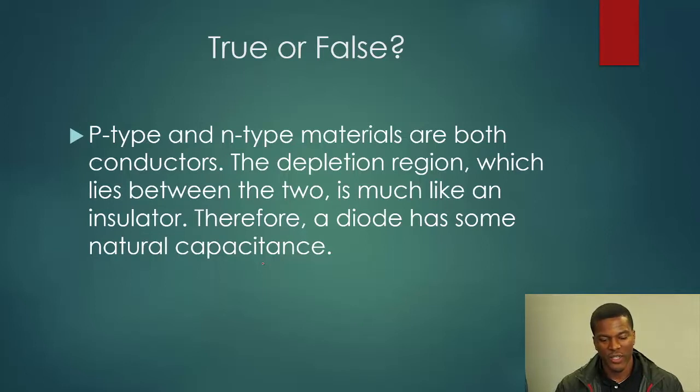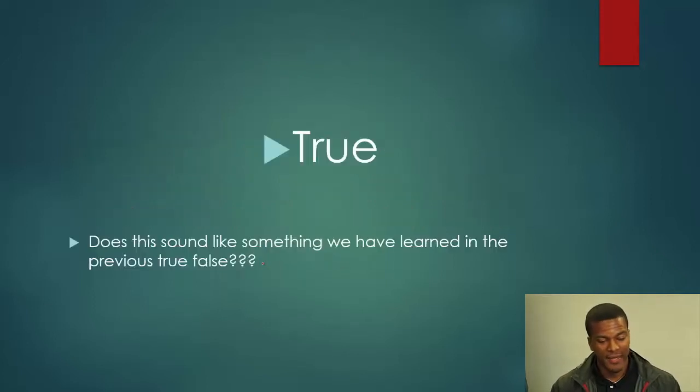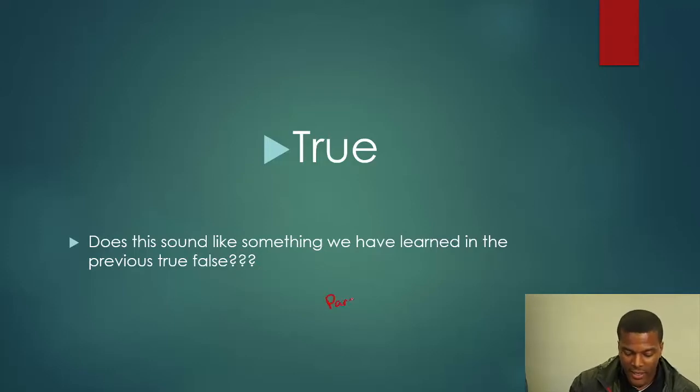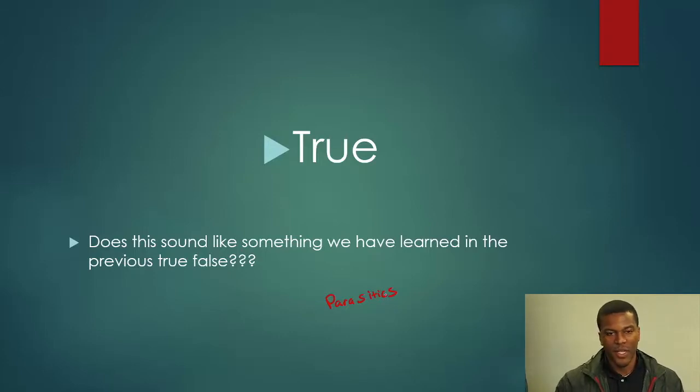So to be able to answer this question, you have to understand what capacitance is and how capacitance is formed. In this case, the answer is true. Does this sound like something that we've learned in the previous true-false? It does. It should sound a lot like parasitics. Because we don't intend for there to be some natural capacitance, it just occurs because of the natural behavior of the device.